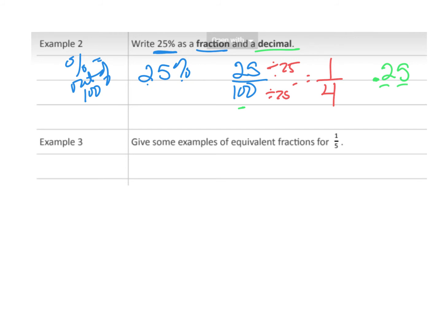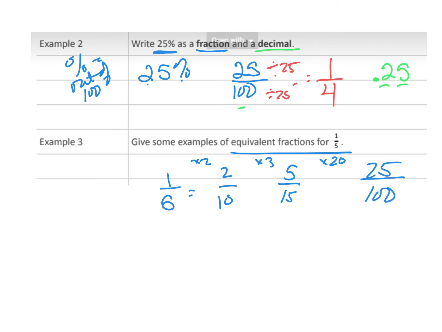So let's take a look at the next one. I want equivalent fractions for 1/5. So for 1/5, we can multiply it by 2. That would give me 2 tenths. We can multiply it by 3, which would give me 3/15. Or I could multiply by 20, which would give me 20 hundredths. So that would be 20% or 0.20 if we put it into fractions, decimals, and percents.